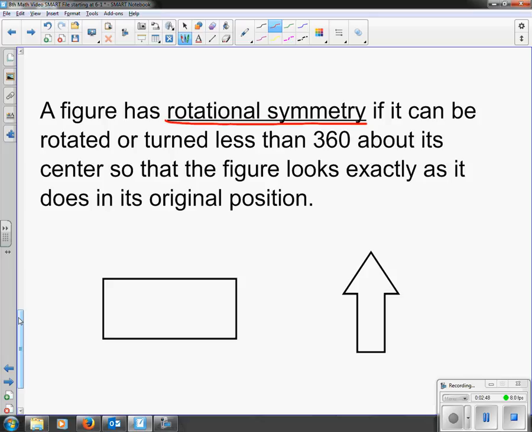But if the engineer did their job correctly and the rotational symmetry is right, you're not going to feel very dizzy at all. Then again, if their goal is to make you dizzy and that's part of the ride, they might purposely make the rotational symmetry off. A figure has rotational symmetry if it can be rotated, or turned, less than 360 degrees about its center so that the figure looks exactly as it does in its original position.